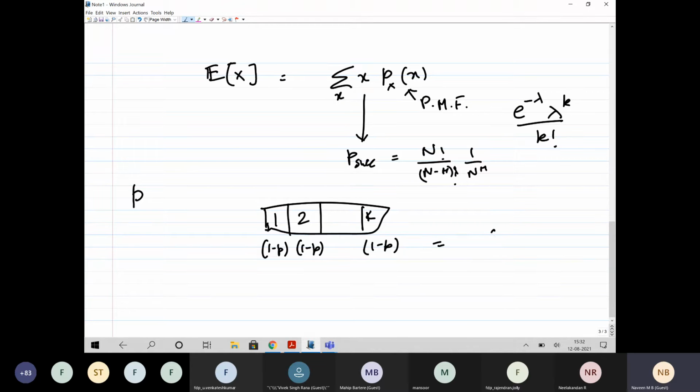So total probability of failure will be (1 - p)^k. Therefore, the probability of success after k retransmissions will be 1 - (1 - p)^k for a given user, right?